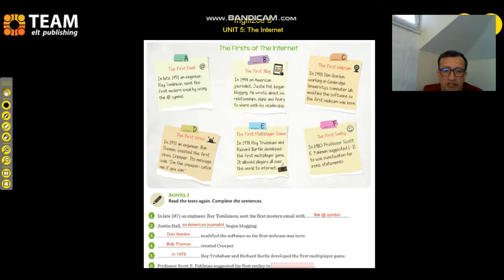E. Fahlman suggested the first smiley in ironic statements. Yes, in ironic statements, or of course the date can be the answer. The date can be the answer: in 1980. This can be the answer as well. Okay, in 1980, or it can be in ironic statements as well. These two can be the answer anyway. Okay, let's go on.